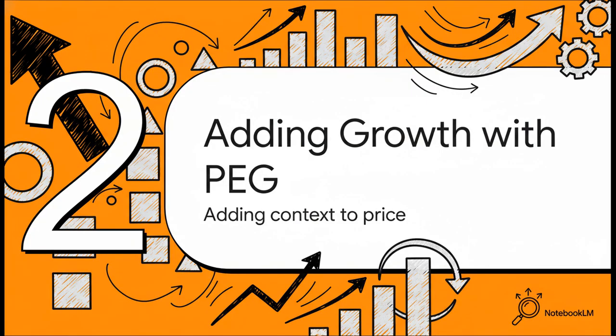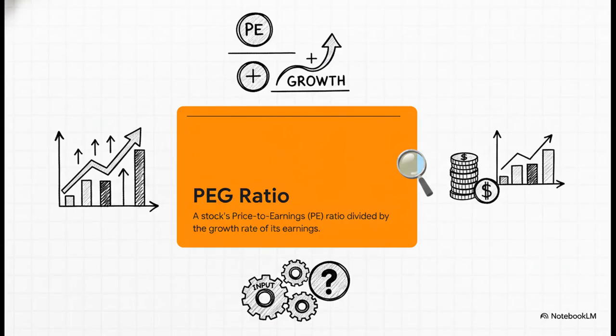Section 2, adding growth with PEG. This is the tool that adds some much-needed context to the price. So what is this magical PEG ratio? Well, it's actually super simple. You take the price to earnings, or PE ratio that we've been talking about, and you just divide it by the company's earnings growth rate. That's it. PE divided by G.